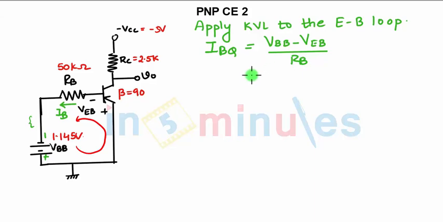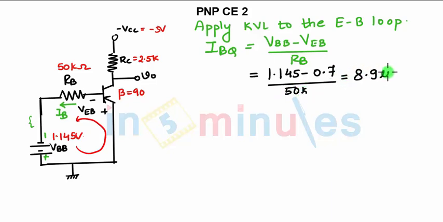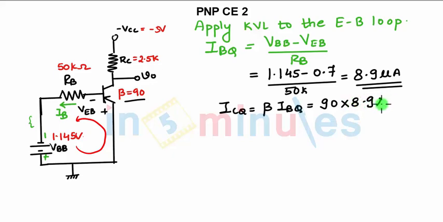The value of resistance is given, value of voltage source is given, VBB is given as 1.145, VEB if not given, we can take it as 0.7. VEB is given in the question as 0.7. Then divided by RB. RB is given as 50 kilo ohms. So this will give you IBQ as 8.9 microamp. Once you know the value of IBQ, you can find ICQ, which is nothing but beta times IBQ. What is the value of beta given? 90. So 90 multiplied by 8.9 microamperes, that will be your ICQ, which is 0.801 milliampere.